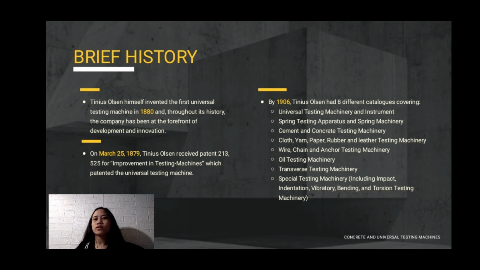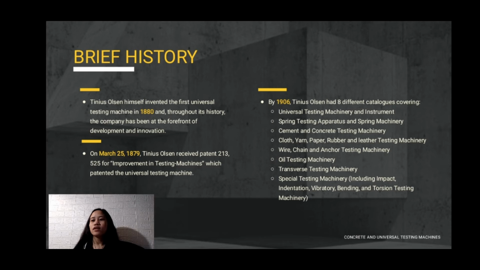So, brief history po about the universal testing machine. So, on March 25, 1879, Tinius Olsen received patent 213,525 for improvement in testing machine, which patented the universal testing machine. So, nung year 1880 naman daw po, dun po na-invent ni Tinius Olsen yung first ever universal testing machine, and throughout its history, the company has been at the forefront of development and innovation.